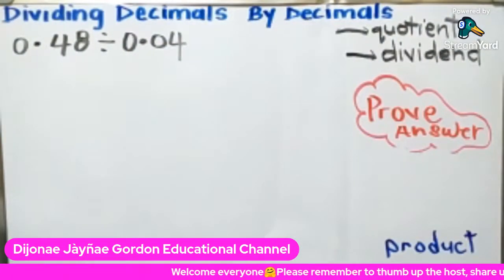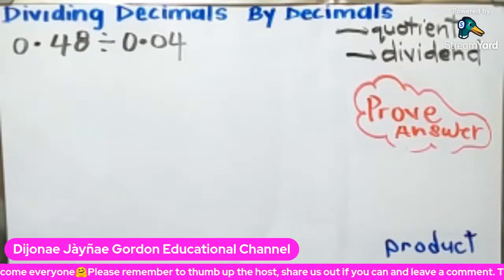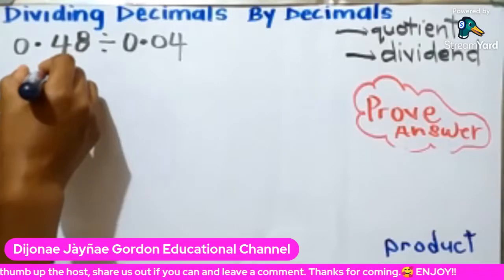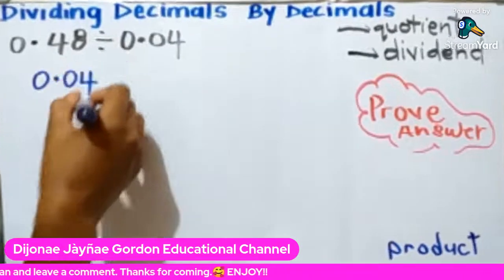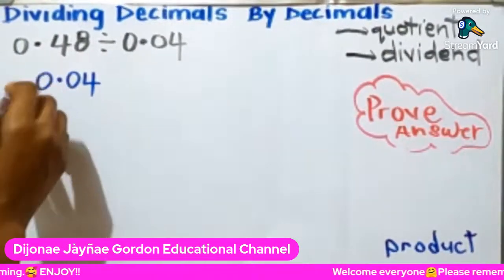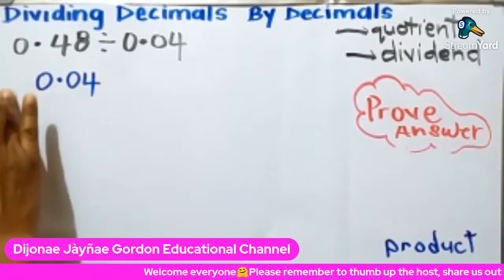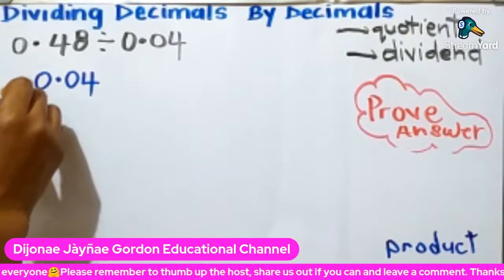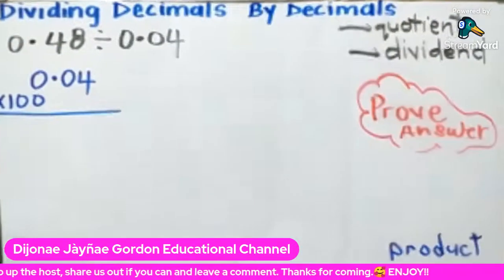So we are going to take our divisor, and of course we are going to multiply it, right? So I'm going to write it down, 0.04, and of course I am going to multiply it by 100. The 4 is in the 100th place, and I'm going to multiply here by 100. So I'm setting out the long way so you can see.